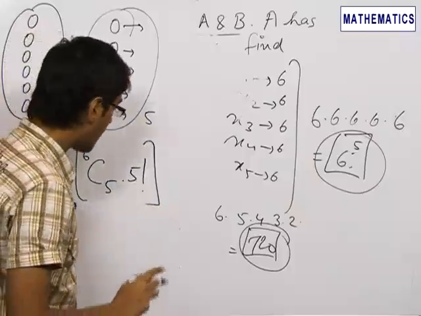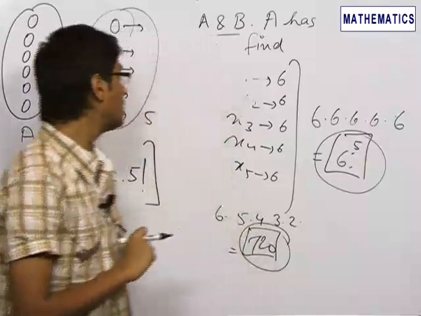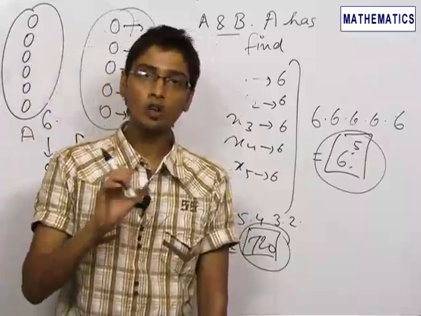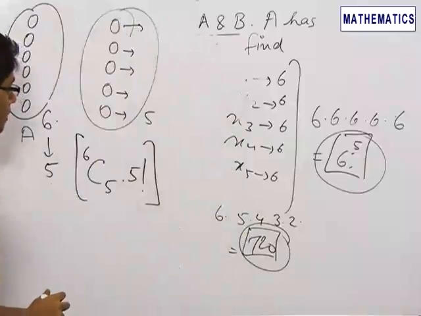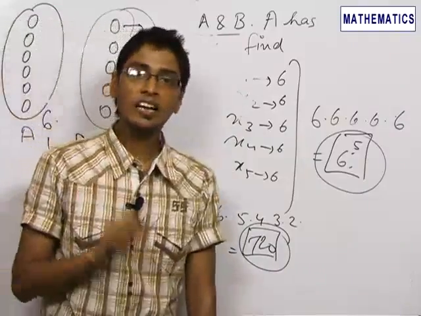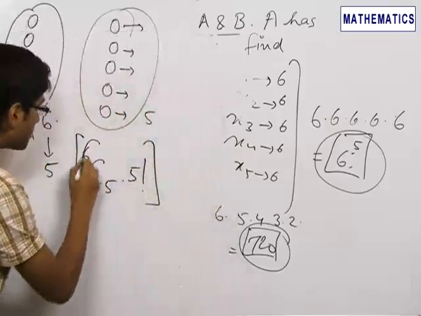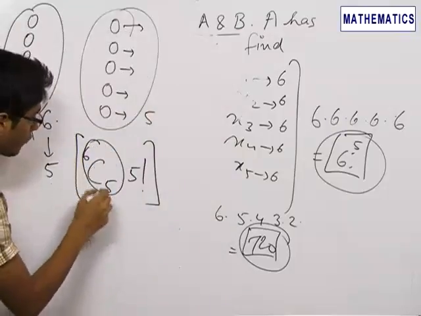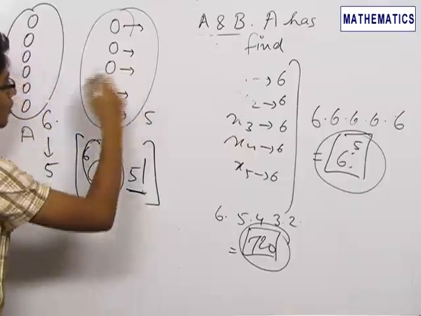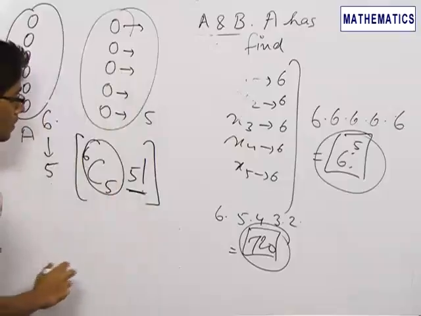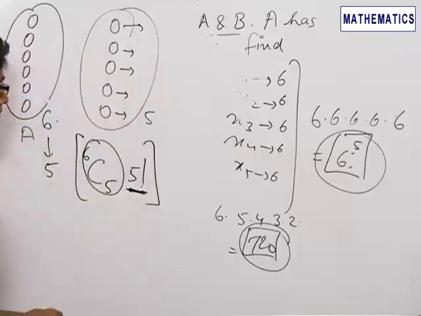Listen very carefully, this is highly important. What we need is that no element of set B should remain empty for having an onto mapping. Since there are 6 elements in set A and 5 elements in set B, we take 5 elements from set A and assign at least 1 element to each element of set B so that no one of them remains empty. This 6C5 means selection of 5 elements from a total of 6 elements, and this 5 factorial means assigning or the arrangement of this selection of 5. We are assigning the 5 elements from set A to the 5 elements of set B by 5 factorial ways.